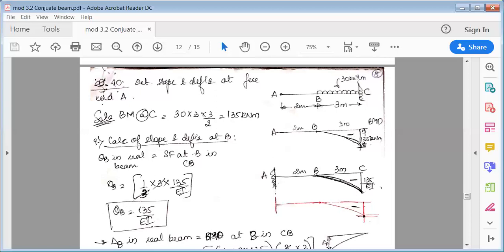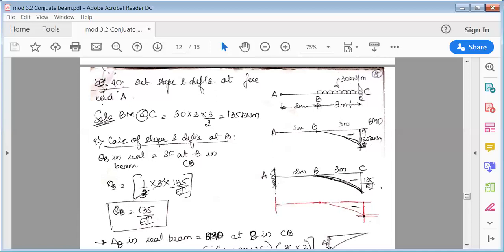Now check this out. The bending moment at C would be W L squared by 2, that is 30 into 3 into 3 by 2. So 30 into 3 into 3 by 2 is 135. So this is 135 kN-m.